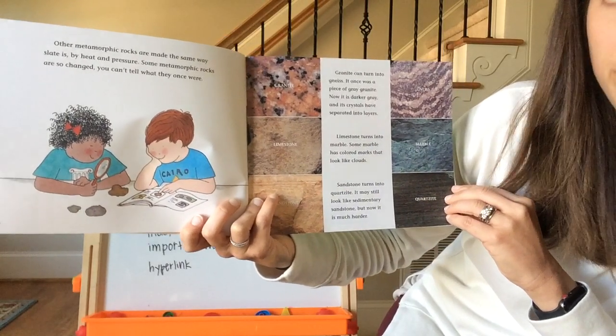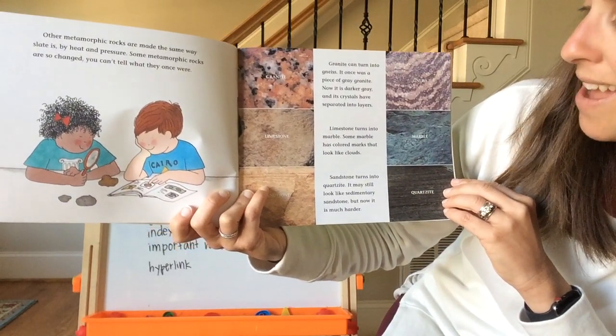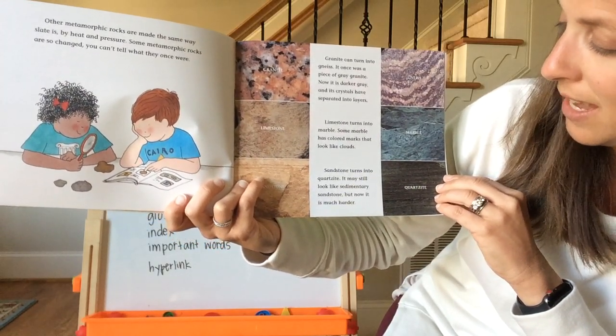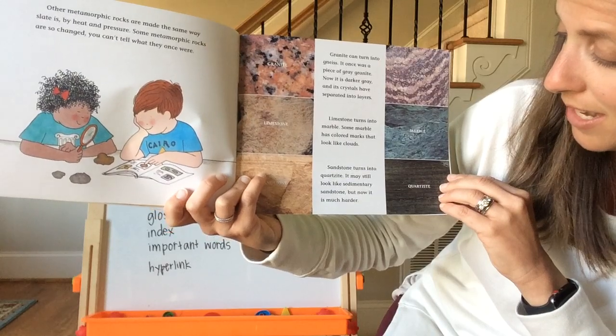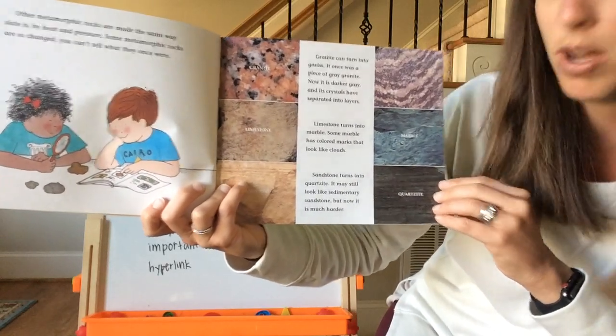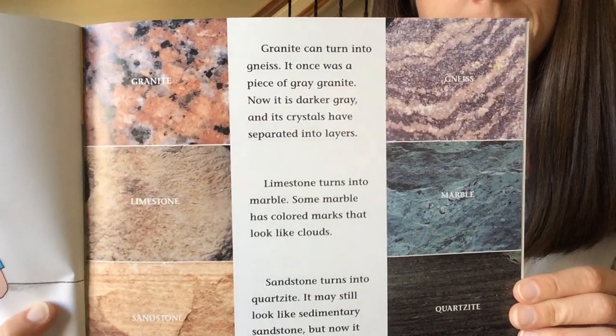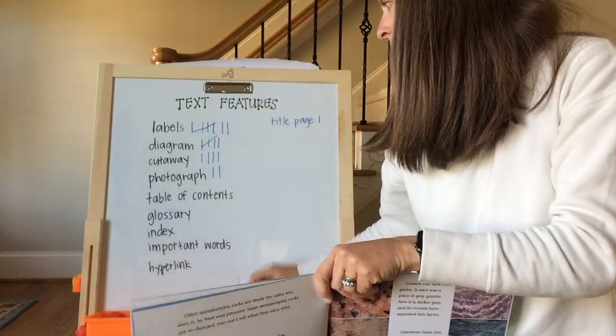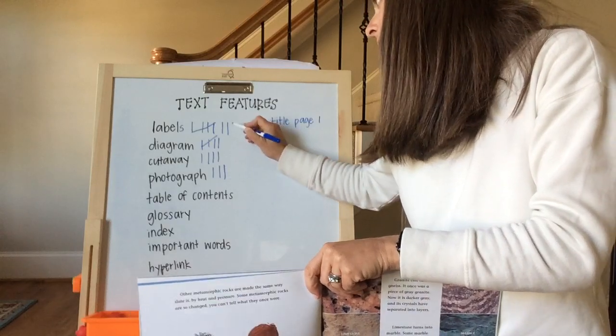Limestone turned into marble. Some marble has colored marks that look like clouds. Sandstone turns into quartzite. It may still look like sedimentary sandstone, but now it is much harder. Wow, okay. On that page, I see photographs and more labels.